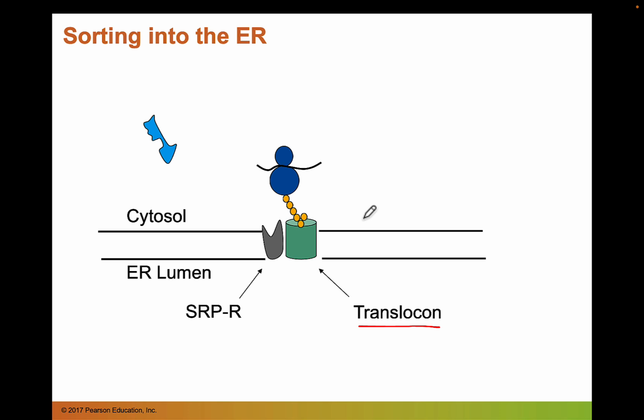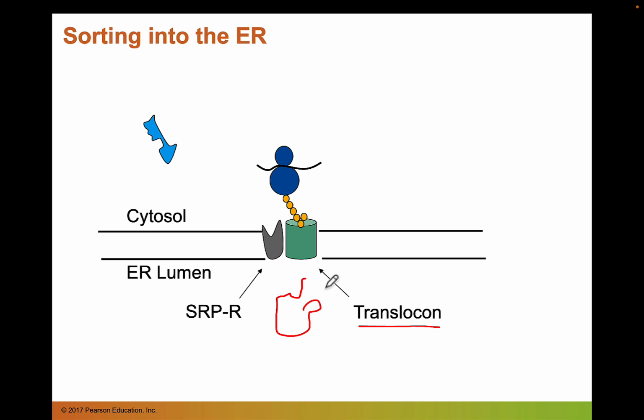Now, there are a few more things that happen here, like energy being involved, so this is just a simplified version of what happens, but it has the major events. Once SRP lets go of the signal sequence, protein synthesis can resume. And so protein synthesis starts resuming, and this protein is fed through the translocon as it's being synthesized, and then it's eventually released.